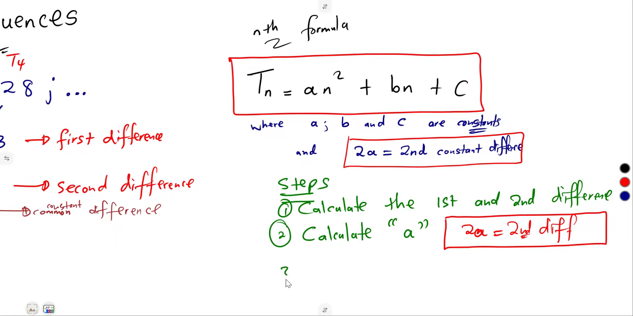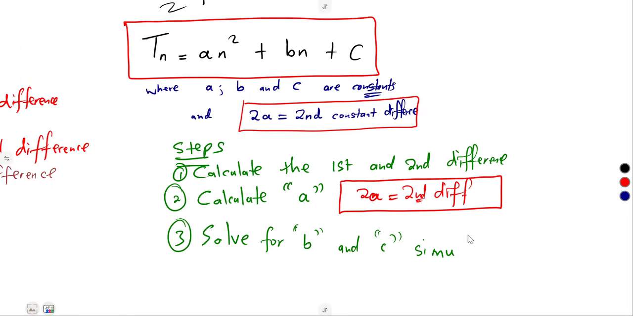After calculating A, you'll be able to calculate B and C. Remember, you're remaining with B and C, which can be calculated simultaneously. Like I said, there are so many ways. I'm going to show you another way. So this one, you are going to solve for B and C, and this is done at the same time, simultaneously. Okay?